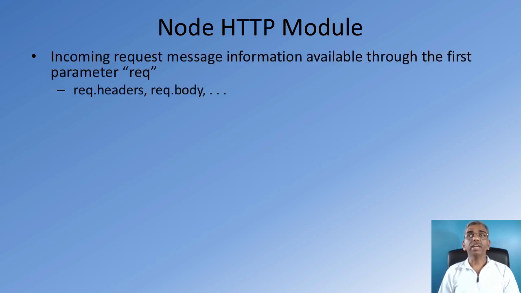As I mentioned, the incoming request message information is available through the req parameter that the function takes in the createServer method. So the req, or request, if you want to give it the full name, you can call it request. But in general, in examples, we use req to represent the request message. It supports JavaScript object properties like the header, the body, and also various information that can be extracted, the URL and the method that has been requested by the client side.